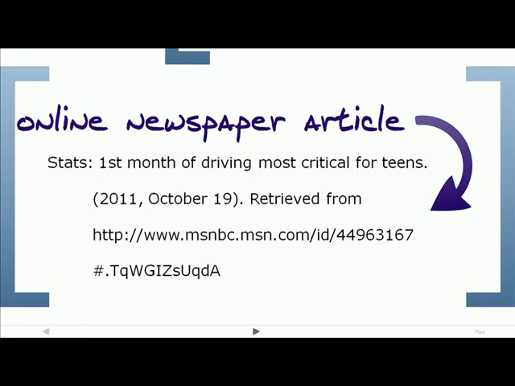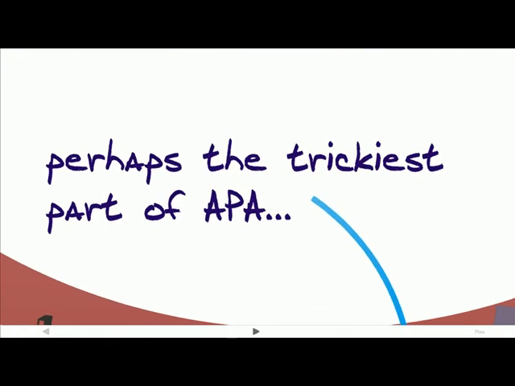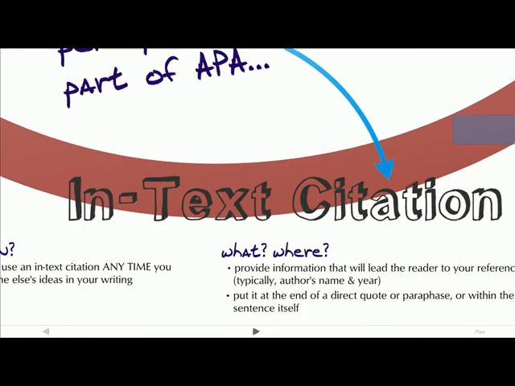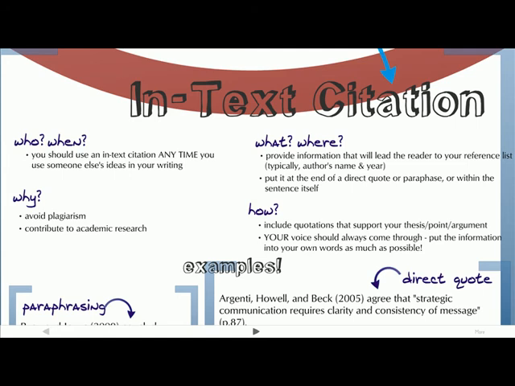Now on to perhaps the trickiest part of APA, in-text citation. In-text citation is used anytime you use someone else's ideas in your writing, even if you don't quote them directly. You do this to avoid plagiarism, but also to contribute to academic research. As someone is reading your paper or article, you're giving them additional sources to look up to find more information about the topic or idea you're writing about.